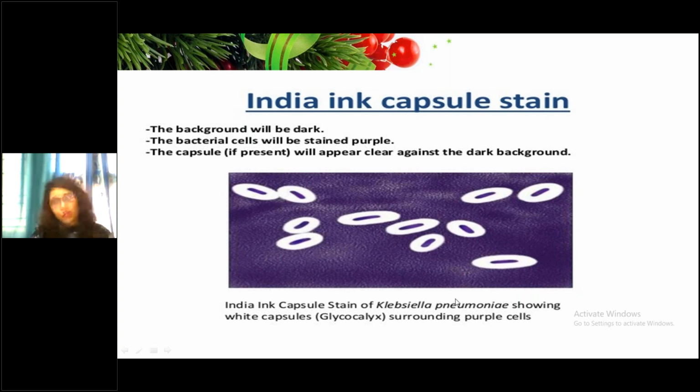Usually we do India ink staining for CSF. You might remember Cryptococcus, a true yeast, which has a polysaccharide capsule. For that also we do an India ink stain. There you will see the yeast cells with a clear area where the polysaccharide capsule is present, which has not been stained. So here also in Klebsiella, because it has a polysaccharide capsule, it is also not stained.